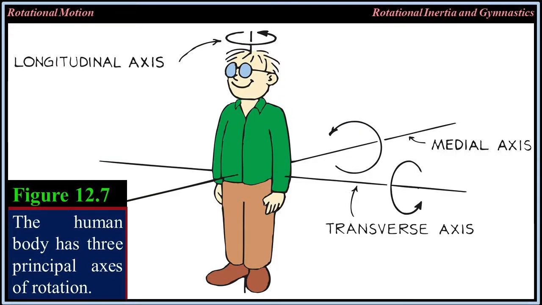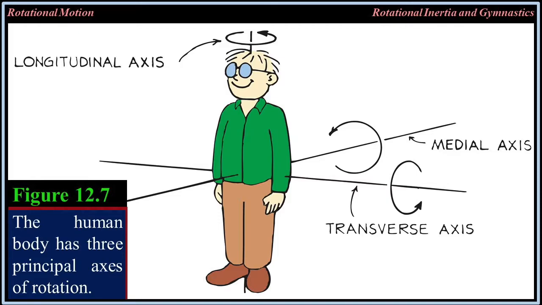12.2, rotational inertia and gymnastics. Consider the human body as shown in figure 12.7. You can rotate freely about three principal axes of rotation. The three principal axes of rotation in the human body are the longitudinal axis, the transverse axis, and the medial axis. Each of these axes is at right angles to the other, mutually perpendicular, and passes through the center of gravity. The rotational inertia of the body differs with each axis.